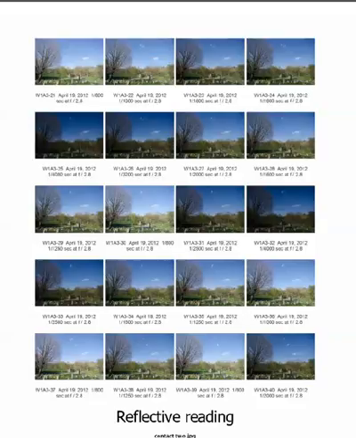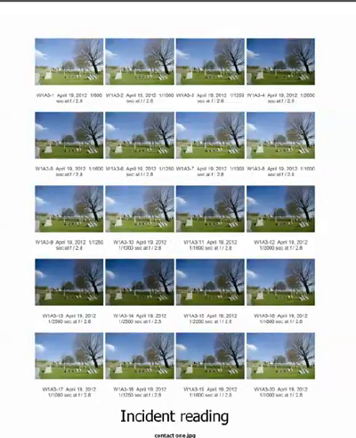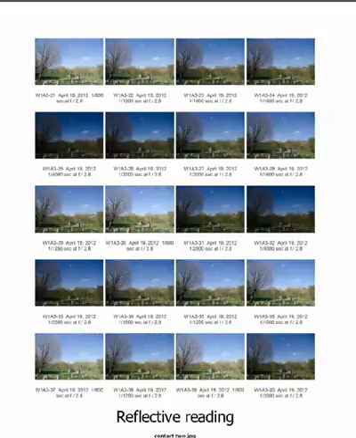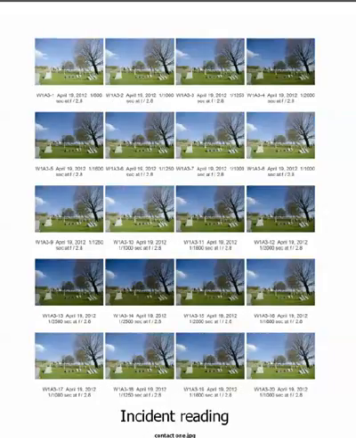A lot of these, many of these in reflective mode are underexposed. But in incident mode, almost every single one has a great exposure. They're all within an acceptable range. There's none here that I would say are vastly underexposed. However, here I would say several of these are vastly underexposed. And that's what we expect.